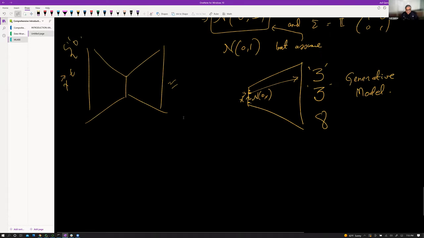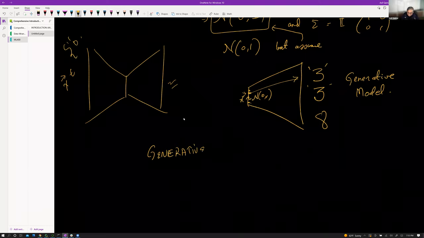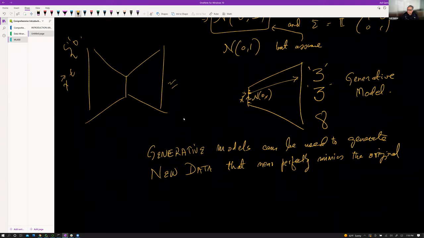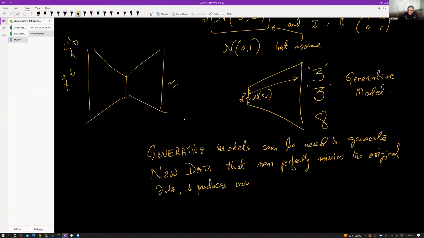So generative models, let me write it down. Generative models can practically be used to generate new data that near perfectly mimics the original data and produces variants of it. Now, we can say this in a more mathematical term.